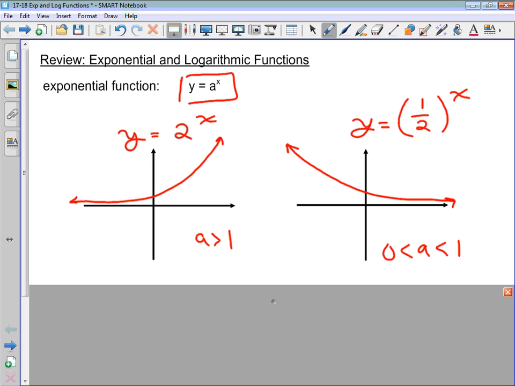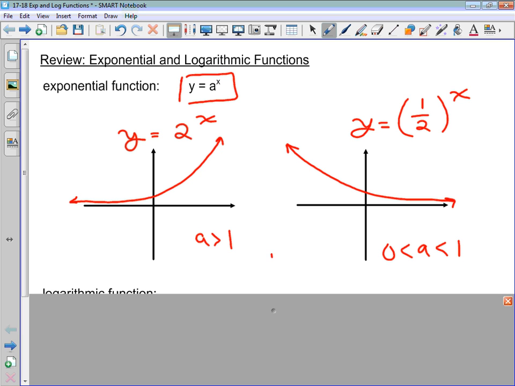Now, what is the domain of an exponential function? Let's write this down here. Domain. Luca. Yeah, all possible real values. Okay, because our graphs start at negative infinity, x of negative infinity, go all the way to x of positive infinity. Okay.